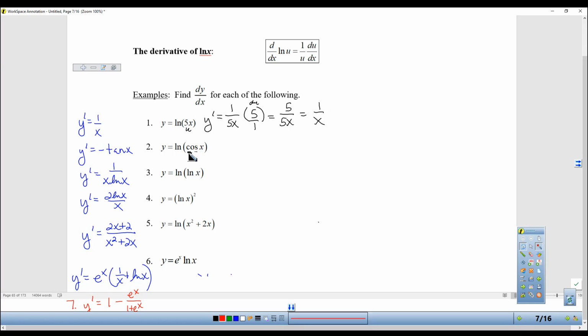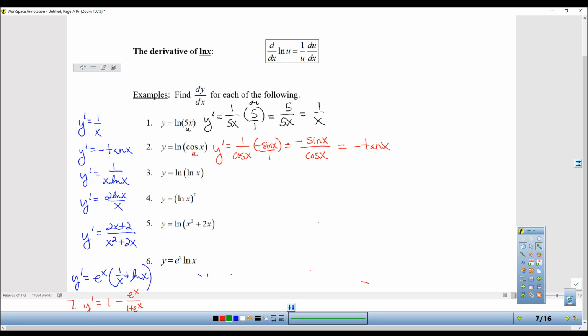Number 2, again, start by identifying your u. U is cosine of x. So the derivative of the natural log of u is 1 over u times the derivative of u, which is negative sine of x. Again, if you're multiplying a fraction by a whole number, you can change it to a fraction times a fraction, numerator times numerator, and denominator times denominator. And of course, this can be simplified to negative tangent of x.